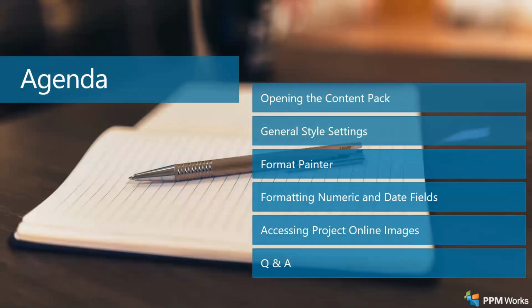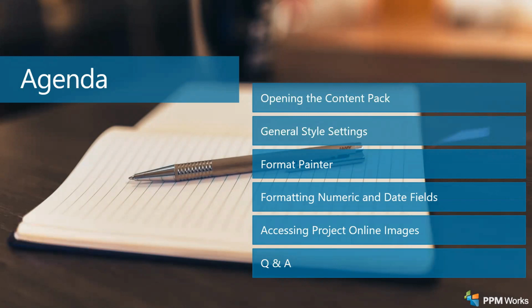The agenda for today's webinar: we're going to go through opening the content pack. Microsoft Project provides a really fantastic pre-made Project Online content pack of various very useful reports that can be downloaded from the Microsoft Store. However, you can also download a copy of those yourself, and we'll talk about the benefits of doing that. We'll talk about general style settings in the environment.